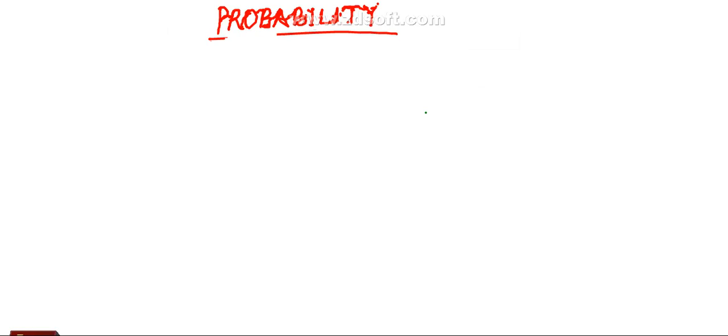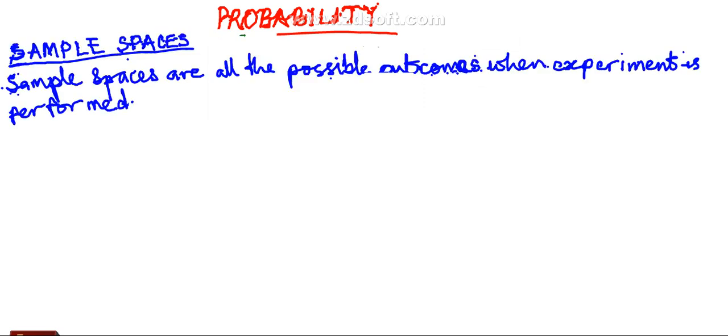Probability can simply be defined as the measure of chances or the likelihood of something happening. So in short, these two simple definitions can be given for probability. Sample spaces. Sample spaces are all the possible outcomes when an experiment is performed. Let us look at simple experiments.